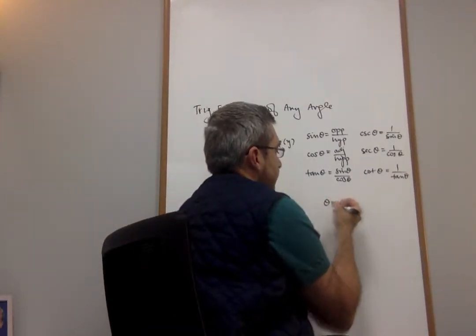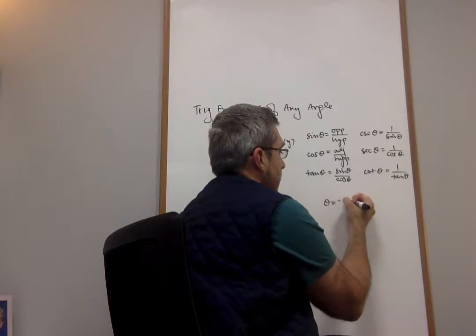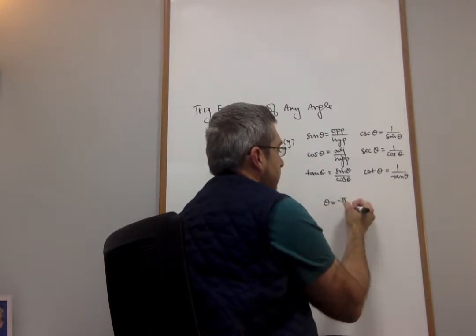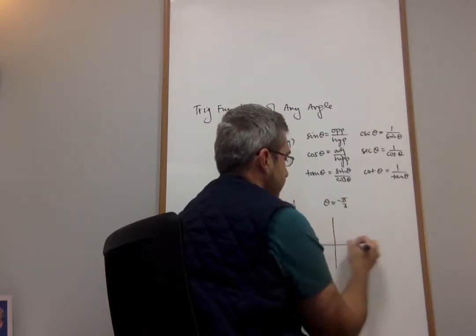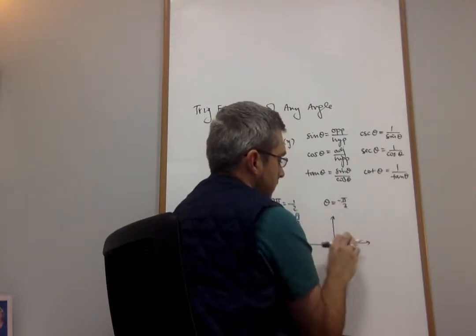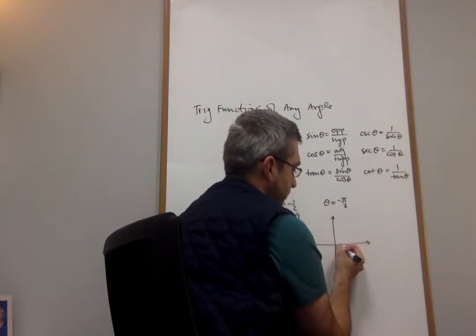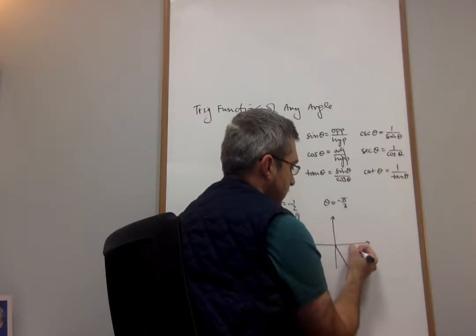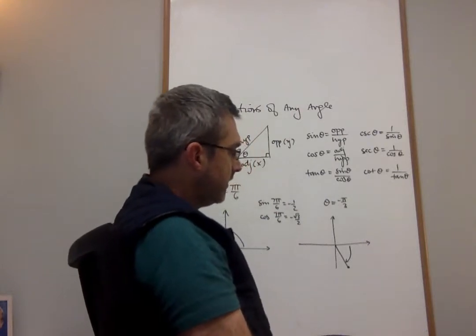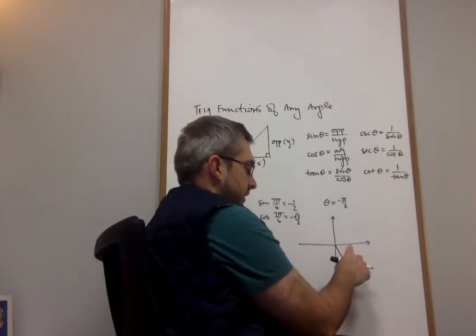If my angle is negative pi over 3, okay, normally we go this way counterclockwise, but for the negative we're going to go the other direction. So negative pi over 3 is going to look like this. Okay, so it's going to be 60 degrees that way.